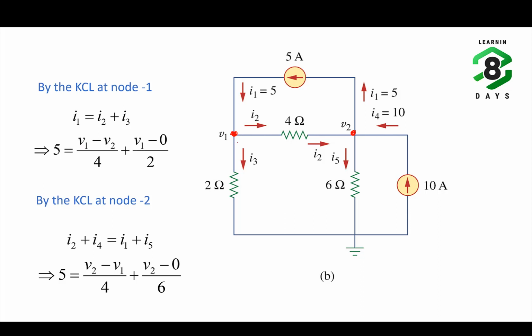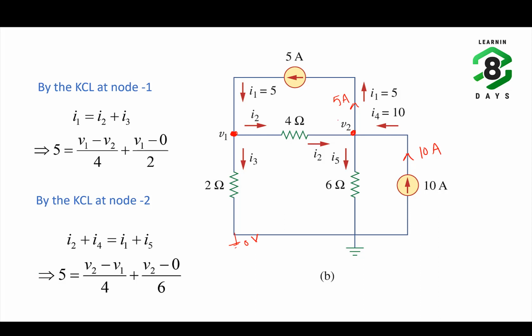Next, the branch current I3 is given by V1 minus 0 divided by 2, since the voltage at this point is V1 and the voltage at the other point is 0. Similarly, if you apply the KCL at node 2, here you can see that 10 amperes is the entering current and 5 amperes is the leaving current. The net entering current will become 5 ampere.